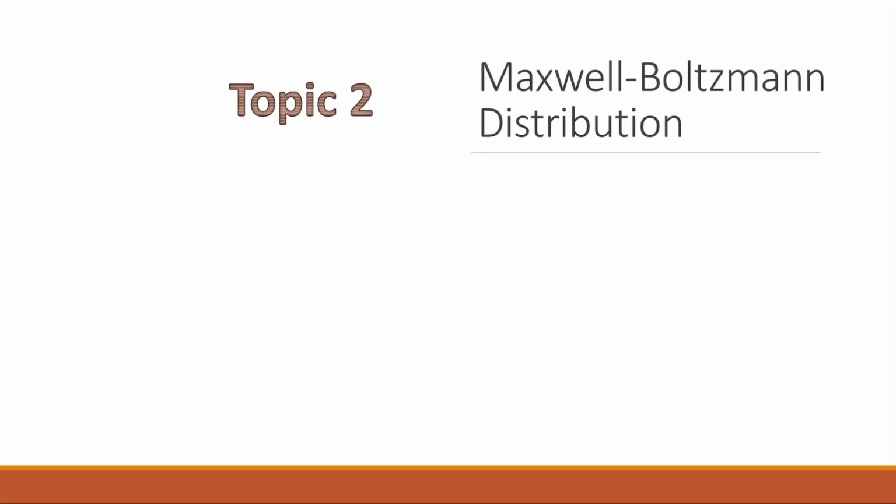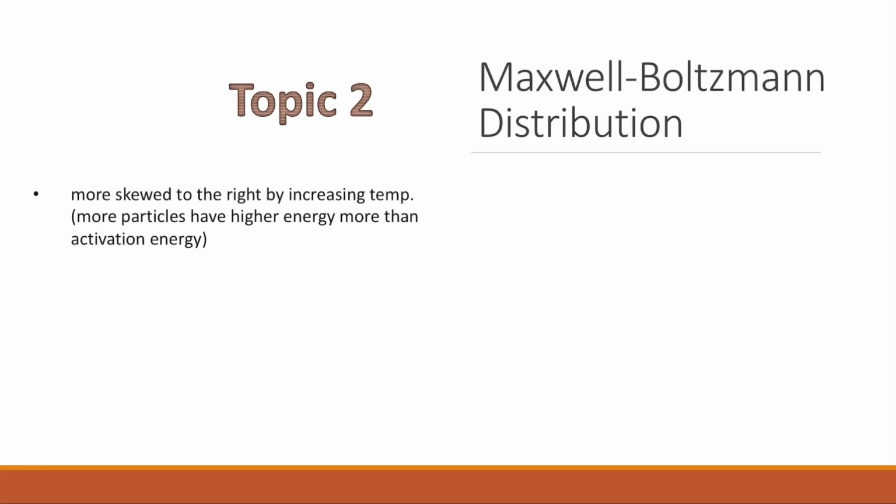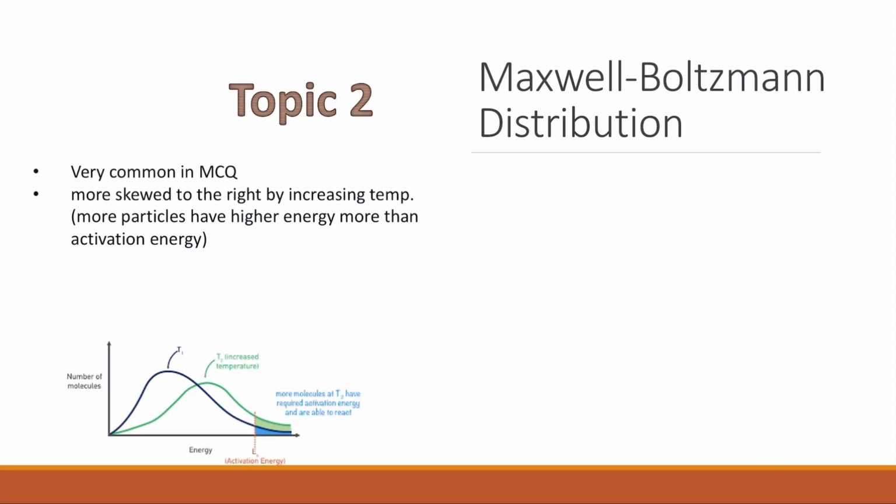The Maxwell-Boltzmann distribution curve is one of the most common topics in multiple choice questions. Just remember that the curve will be more skewed to the right by increasing the temperature, because more particles will have higher energy, more than the activation energy. This is why increasing temperature will increase the rate of the reaction.